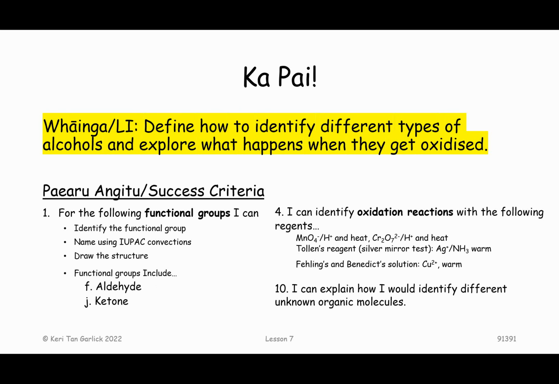Cool. Kapai, this is the lesson done. So by the end, you should be able to know how to test for different alcohols. You should also know how to test for aldehydes and ketones now too. And aldehydes and ketones you should know because we've talked about the oxidation of those alcohols. So you should know some new functional groups. You should know the new oxidation reactions. And you should also know some of the identification process.